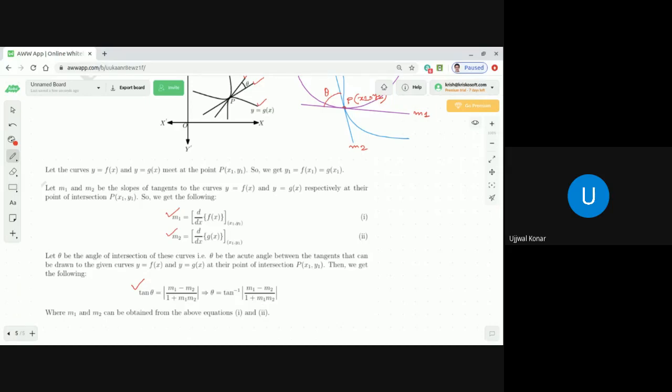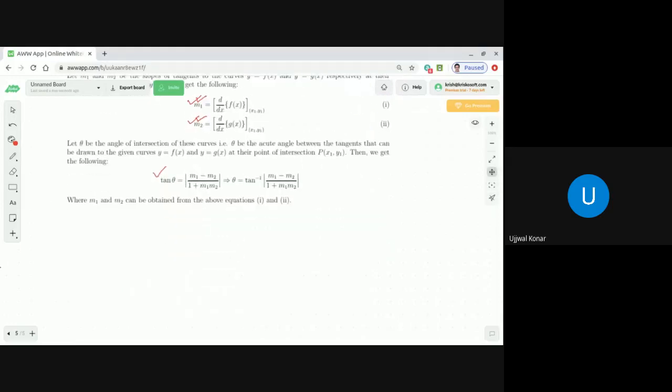So from here, what you get is theta equal to tan inverse of mod of (m1 minus m2) by (1 plus m1 m2), where m1 and m2 are obtained from equations 1 and 2, as you see here. m1 is obtained from here, and m2 is obtained from here.